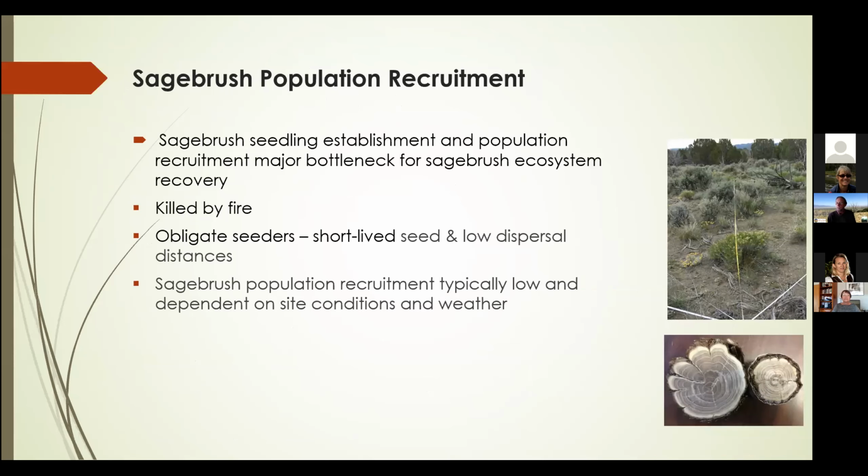We know that sagebrush seedling establishment and population recruitment is a major bottleneck for sagebrush ecosystem recovery. Sagebrush are, of course, killed by fire. They're obligate seeders with small, short-lived seed and low dispersal distances. Several recent studies have strongly indicated that sagebrush population recruitment is typically low, and it's highly dependent not only on annual weather conditions, but also site conditions. In particular, recruitment is episodic, and it requires cool and moist springs.